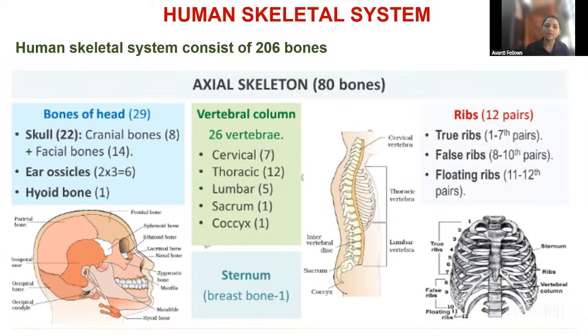Okay. So there are 206 bones in the skeletal system. Remember, 206 bones are there in the skeletal system. They are divided into axial and appendicular.